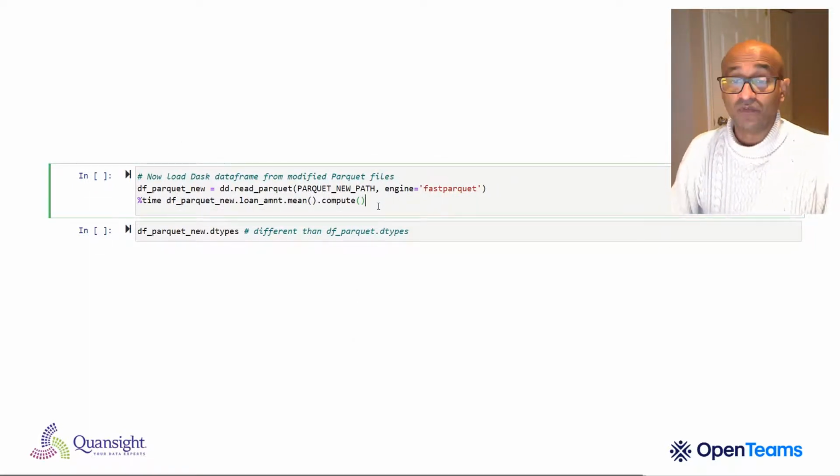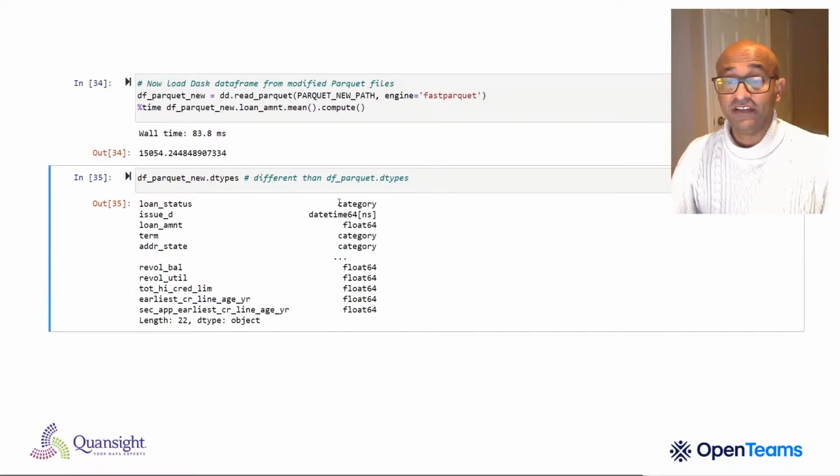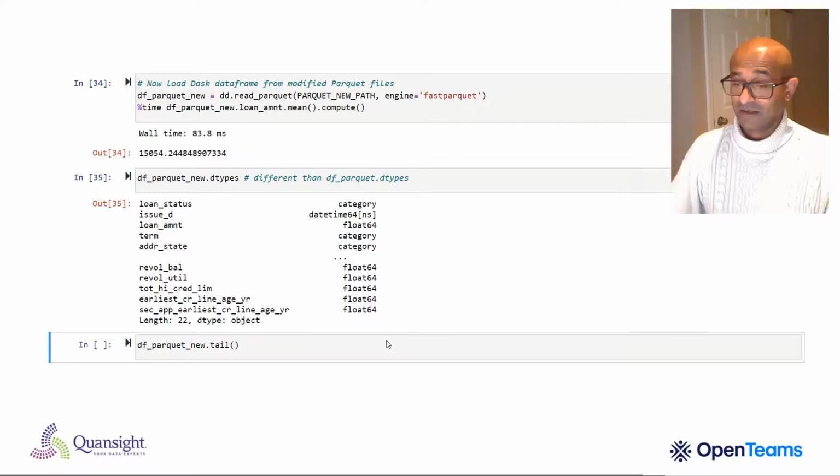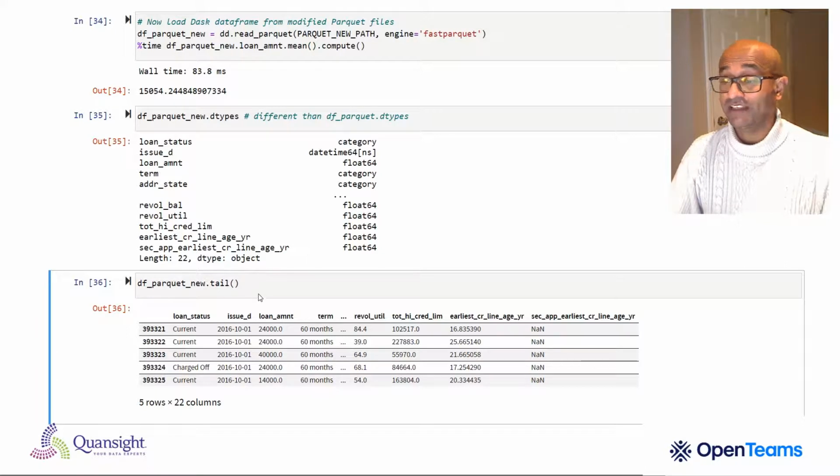We can read those from disk and do a computation in about 80 milliseconds, which is pretty good. And again, we can see that the categories are associated with categorical data types in the columns that formerly had objects. And again, we can take a look at the last few rows, and that was a pretty quick access as well, even though that did involve reading from disk.